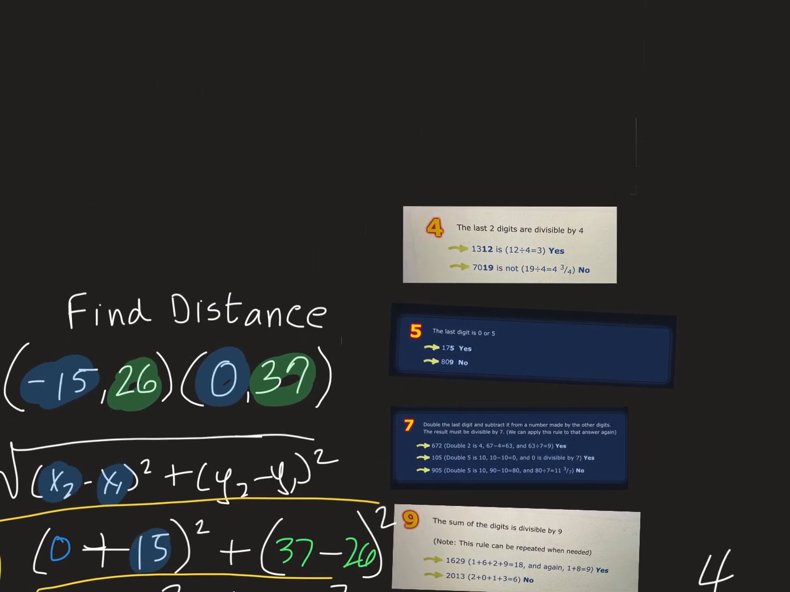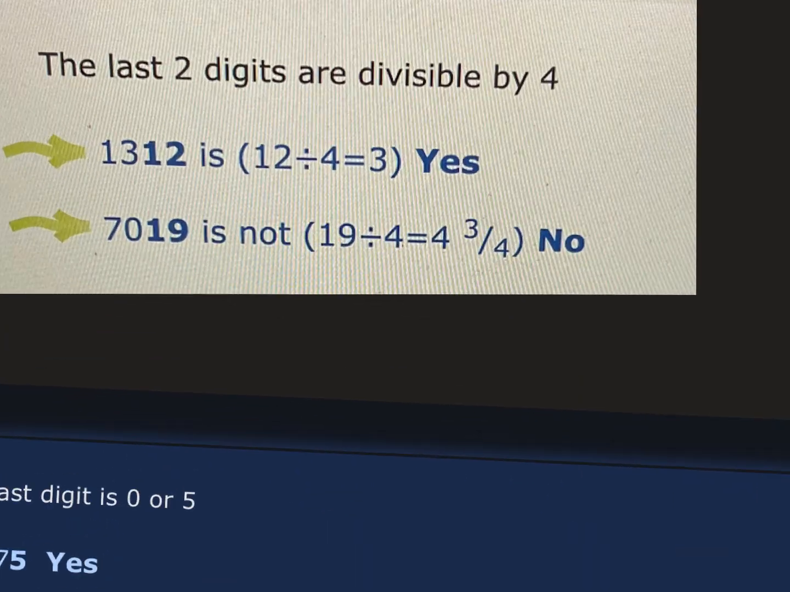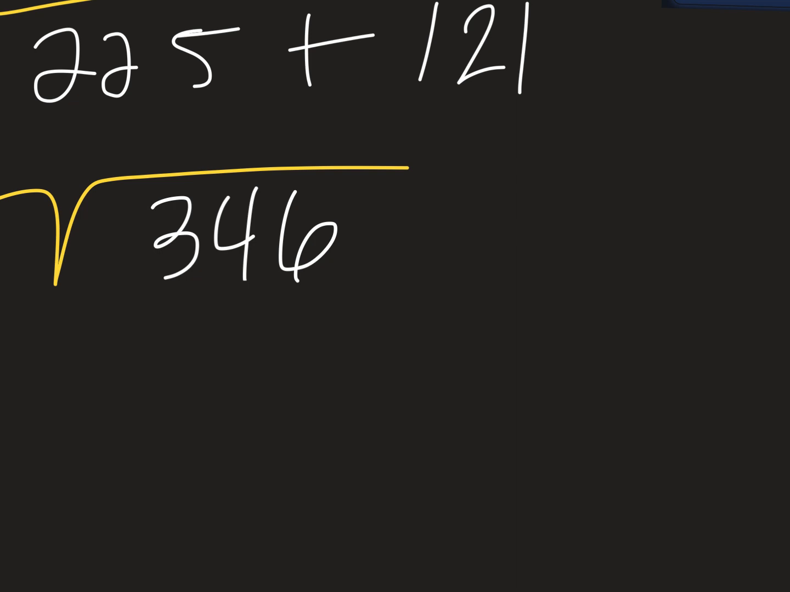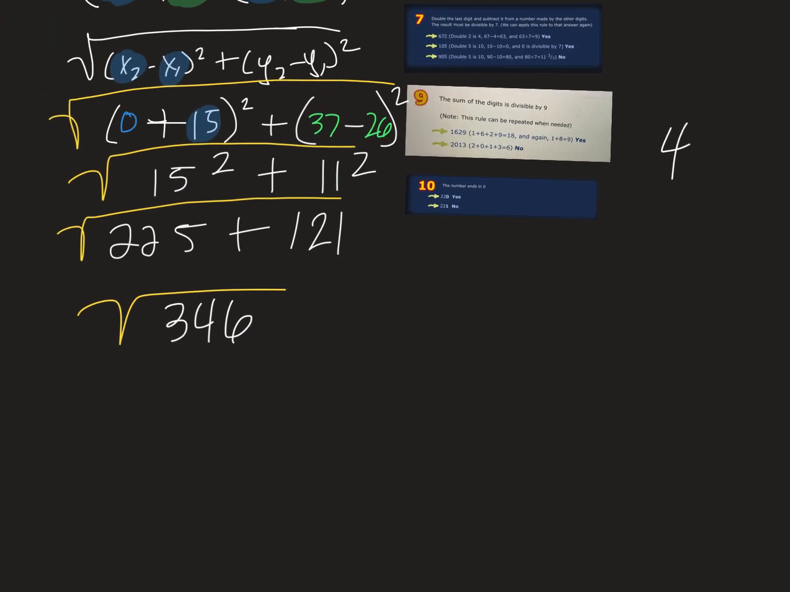Well, the divisibility rule for 4 is if it's a big number, you look at the last 2 digits, and if the last 2 digits make a number that's divisible by 4, then the whole number is divisible by 4. So let's look at the one we've got right here. 346. Does 46 divide by 4? No. 48 does, but 46 does not. So because those last 2 digits are not divisible by 4, that means that you cannot factor a perfect square of 4 out of there.